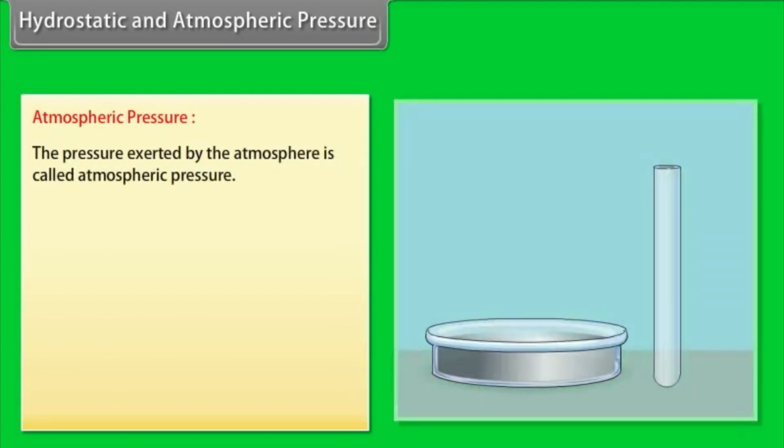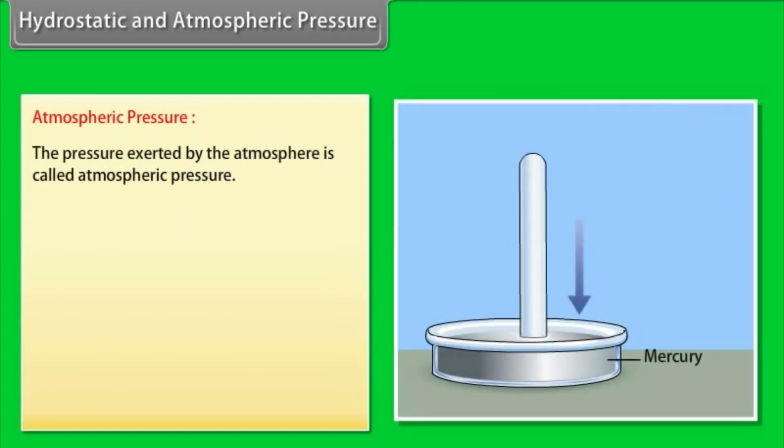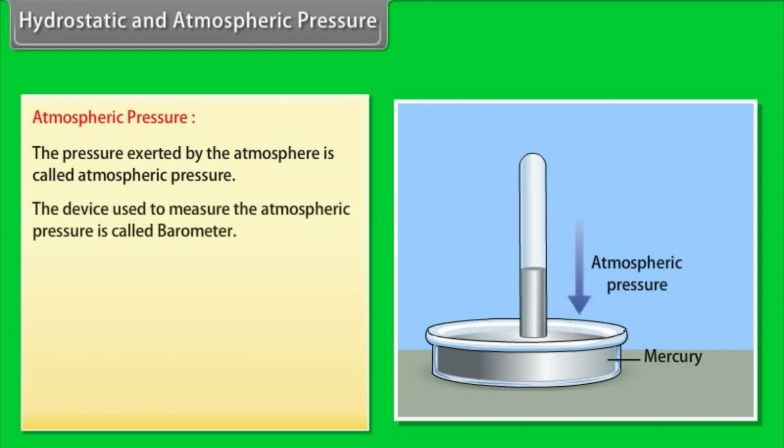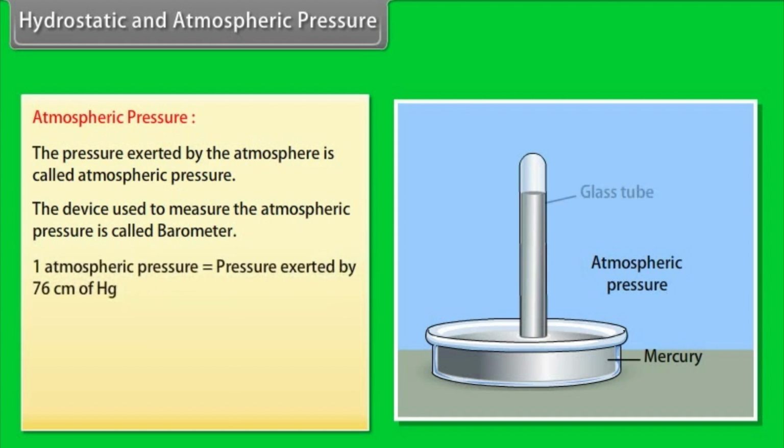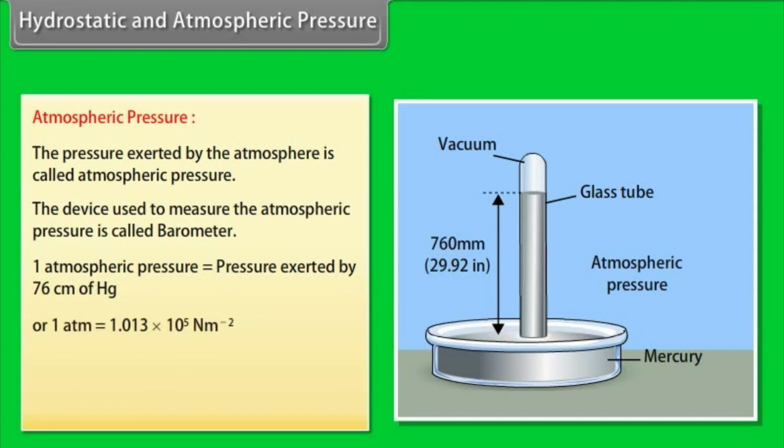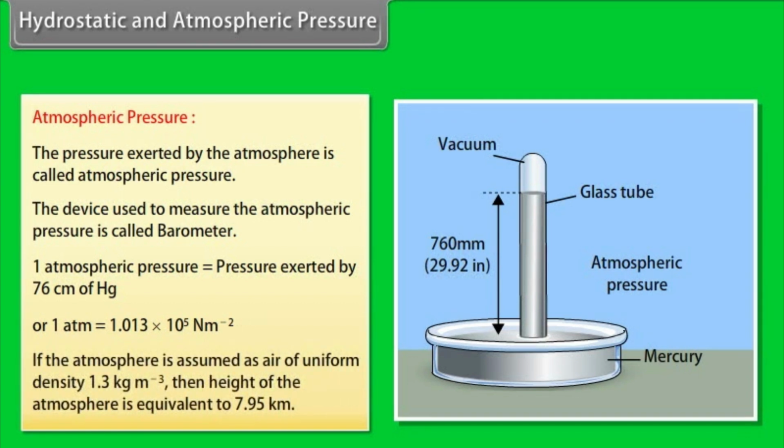Atmospheric pressure. The pressure exerted by the atmosphere is called atmospheric pressure. The device used to measure atmospheric pressure is called a barometer. 1 atmospheric pressure is equal to the pressure exerted by 76 centimeters of mercury, or 1 atm = 1.013 × 10^5 newton per square meter. If the atmosphere is assumed as air of uniform density 1.3 kilogram per cubic meter, then the height of the atmosphere is equivalent to 7.95 kilometers.